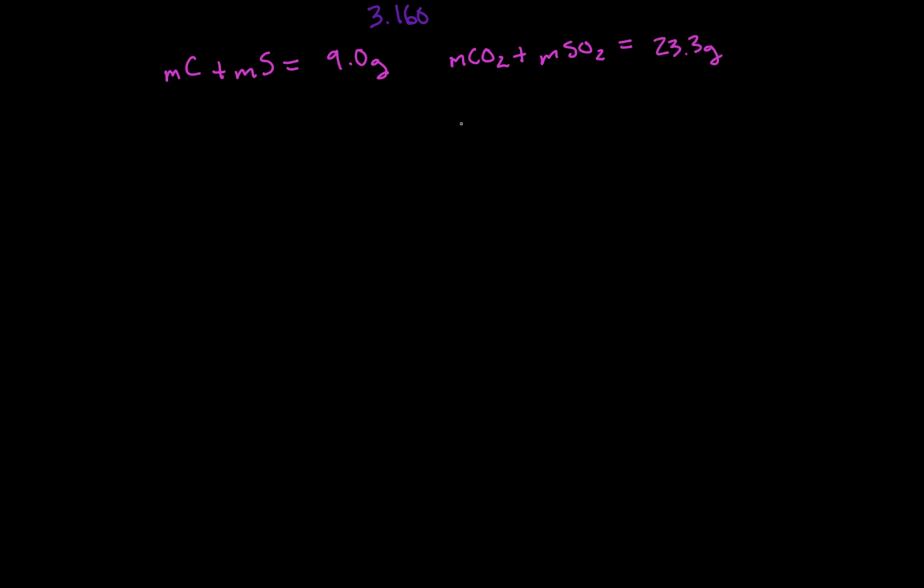Okay. Now the question mentioned something important: complete combustion. So that means that the moles of C here and the moles of CO2 are 1-to-1, and the moles of S and the moles of SO2 are 1-to-1. Right? There's no reagents that are still remaining after besides the excess oxygen. So what we're going to do is find the moles of oxygen first, and we're going to write an expression in molar terms.